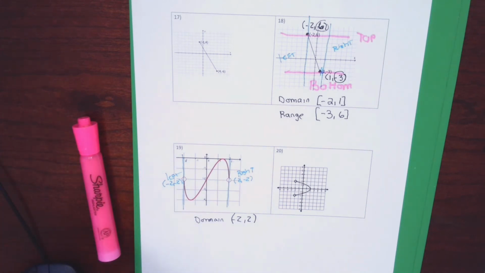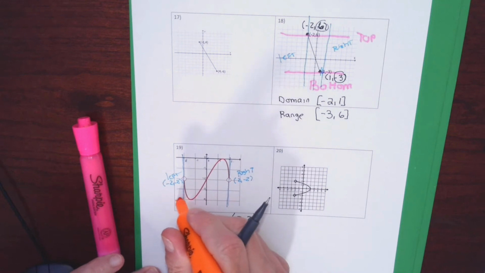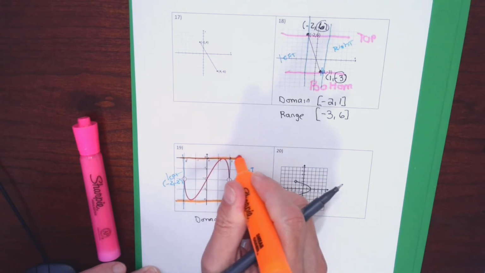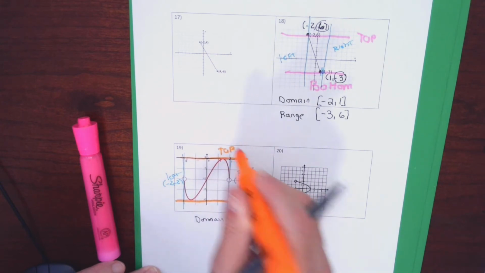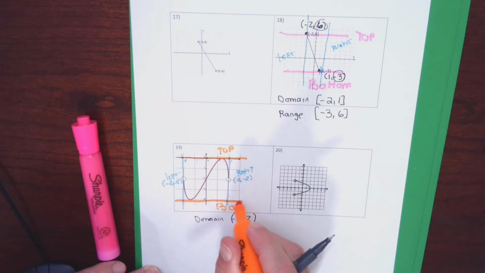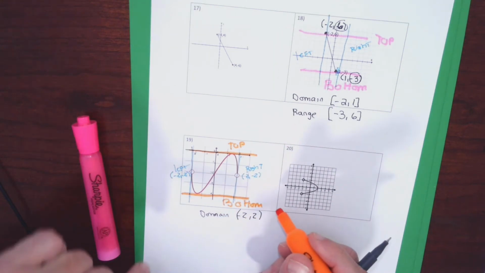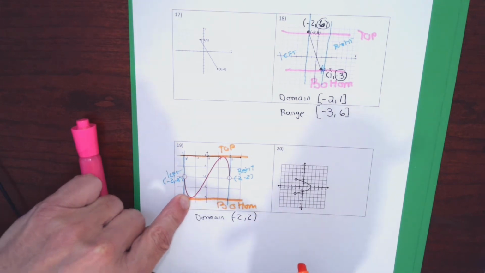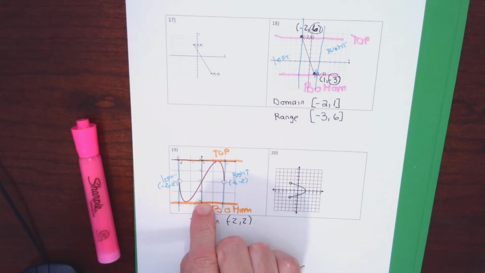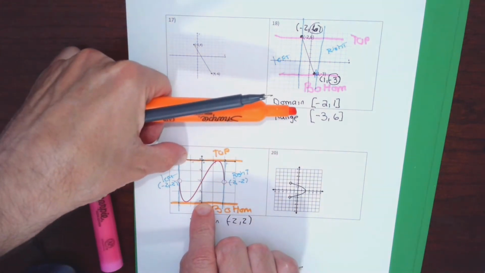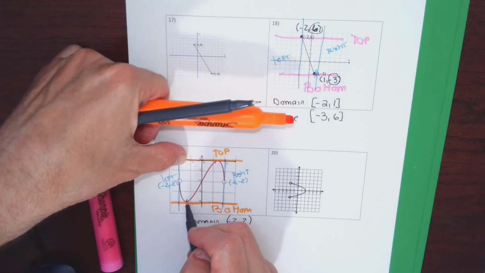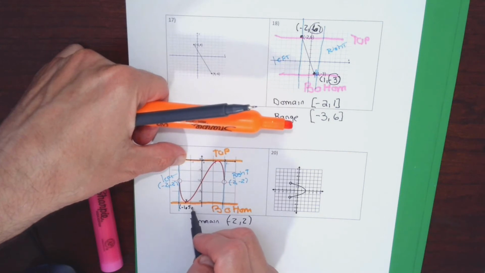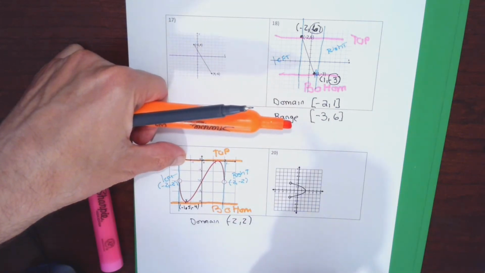Range is harder because I have to estimate, and I don't like estimating, but it is what it is. Here's the bottom of my graph. There's the top of my graph. I need to estimate this point. It doesn't matter if I estimate the x poorly because I only need the y, and the y is going to be -4. This x is maybe -1.5. I'm going to call this point, which is an unmarked point, -1.5, -4. That's the point that is at the bottom of my graph.